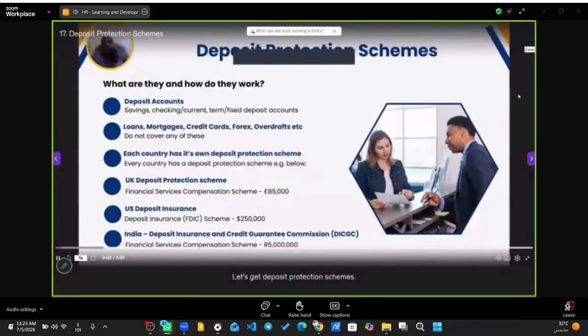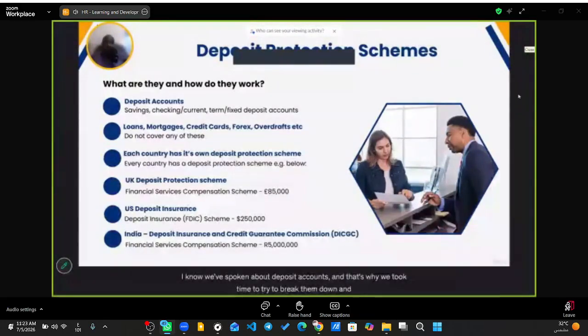Welcome. Let's look at deposit protection schemes. I know we've spoken about deposit accounts, and that's why we took time to try to break them down and go into some of the features. But I just want to explain that sometimes things go wrong. Maybe the banks, and very rarely though, to be honest, statistically, it's very, very rare, are not able to meet up to their commitments. When you've deposited your money, you need to access it, and you can't.